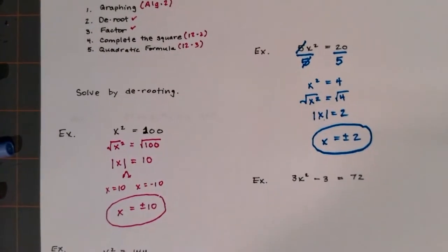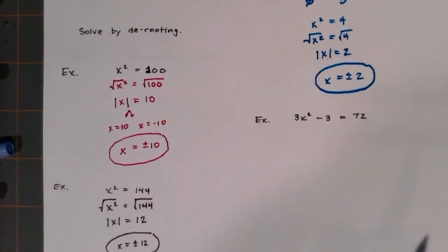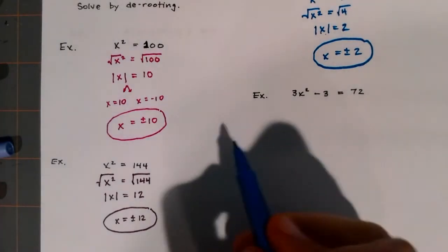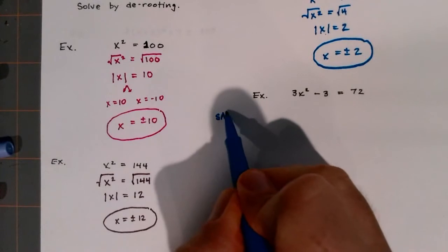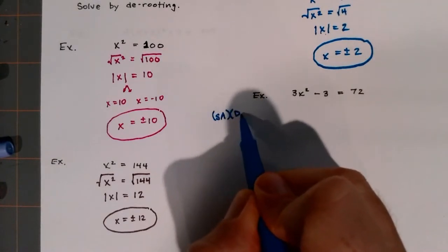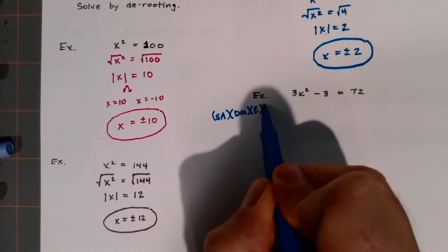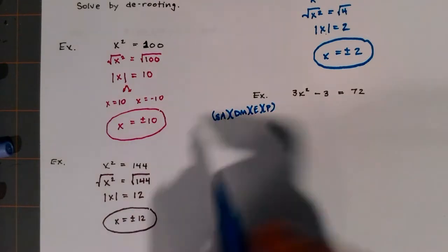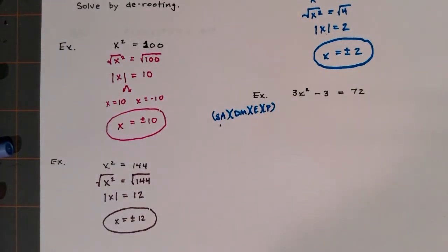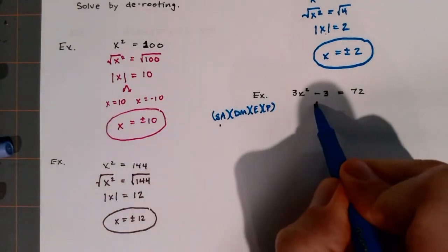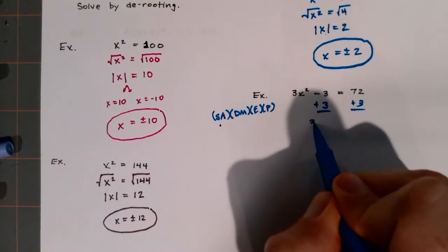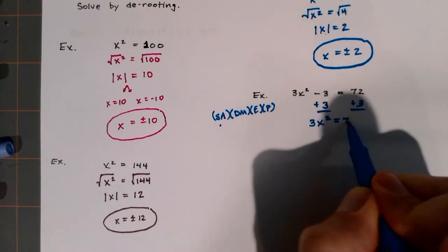Okay? Now, for this next one, we have to do a little bit more work. I think you should remember, we actually learned this. So if we want to know the best order to undo a problem, I want to use PEMDAS in reverse. So I want to use SADMEP. So first I want to undo any addition and subtraction. So I'm going to add 3 to both sides, and I get 3x squared equals 75.